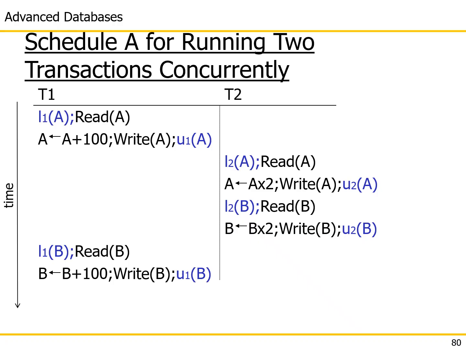And then I request the lock on B, read it, multiply it by 2, and then write it and unlock B. Since T2 thread will run from beginning to end, the operating system realizes that T2 has stopped, so it will put T1 back on the CPU, doing a context switch, and now T1 continues, locking B, reading B, adding 100, writing B, and unlocking B.